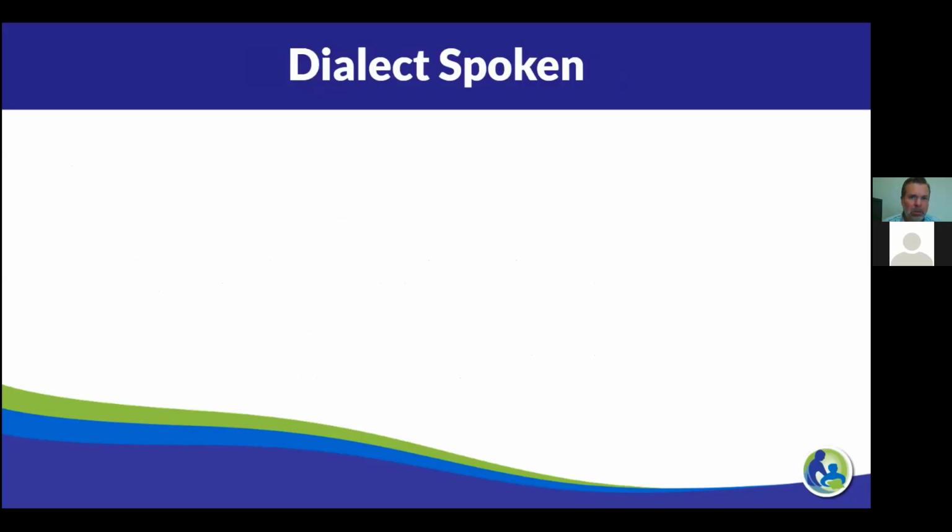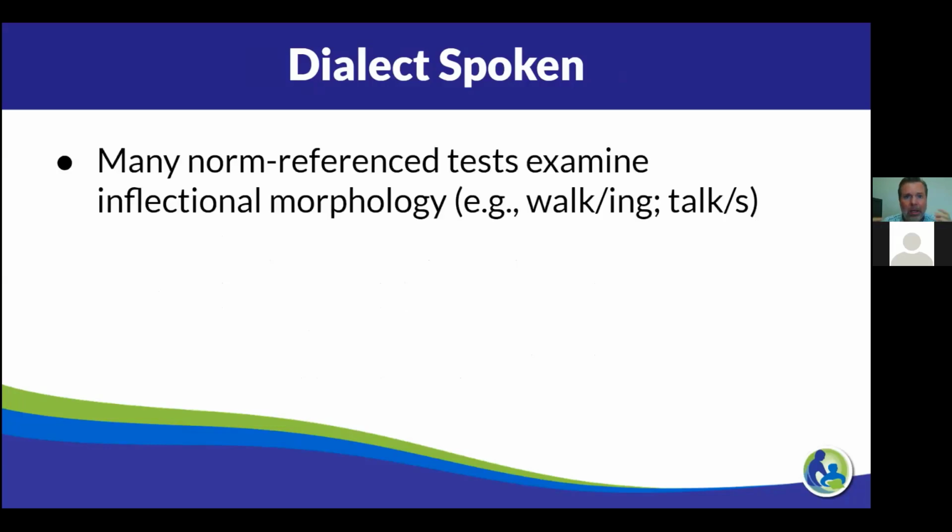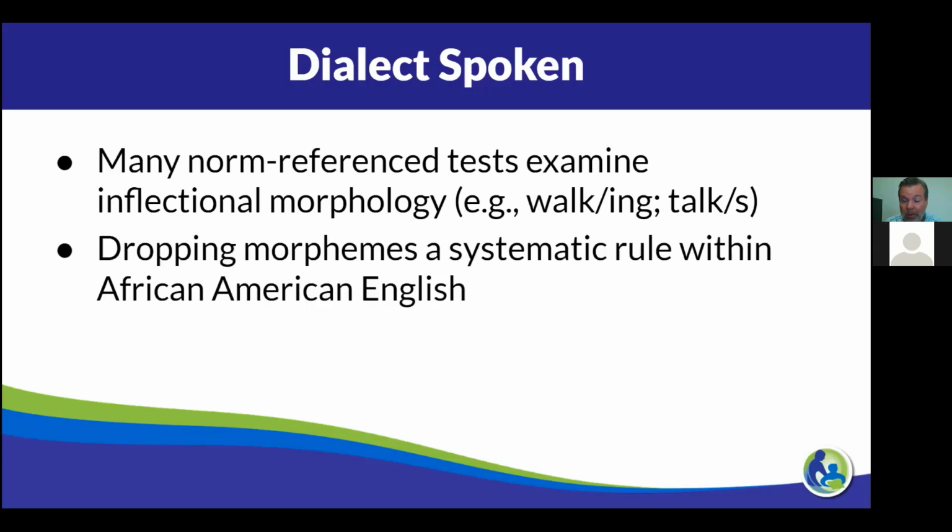Also something like dialect spoken. And in particular, I'm going to talk about African-American English or Black English. And a lot of our norm reference tests examine things like inflectional morphology. How are you doing at including these little grammatical morphemes, dropping present progressive ing, third person singular? And we know from monolingual English speaking children, that's a good indicator of whether or not you have a language disorder. However, that shares the features of the very systematic and regular rules within African-American English.